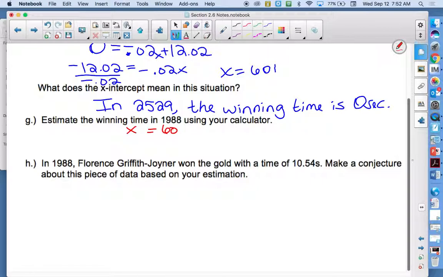Please show work. If you have an answer only, it is not acceptable. I need to see how you got that answer. And it doesn't come from the chart. It comes from using the equation. So we're using the equation to estimate the time. I need to at least see that you're plugging something into the equation to come up with a matching time for the year 1988. Gavin, do you have a time for 1988? 10.82?